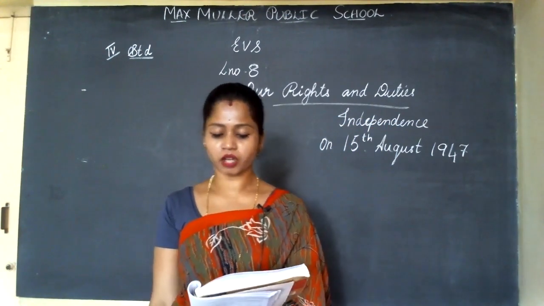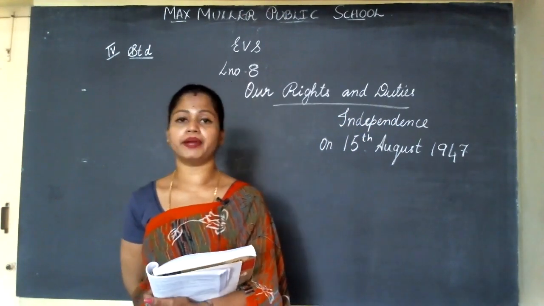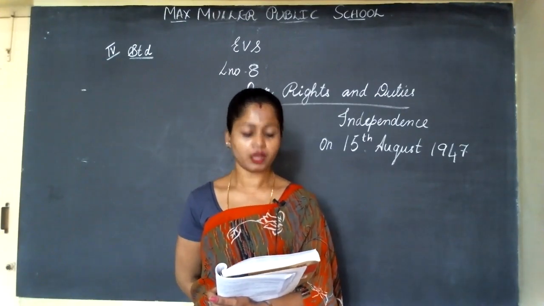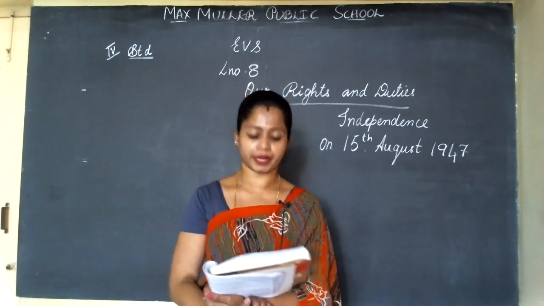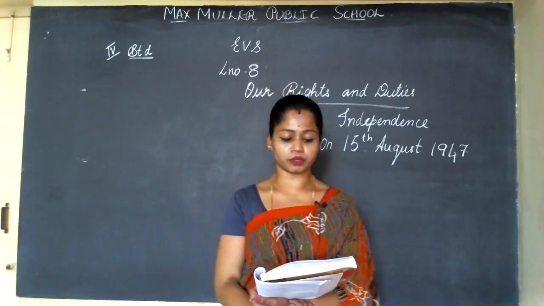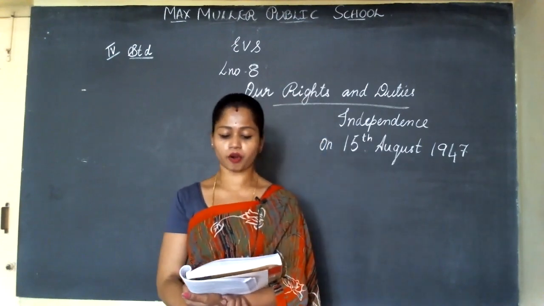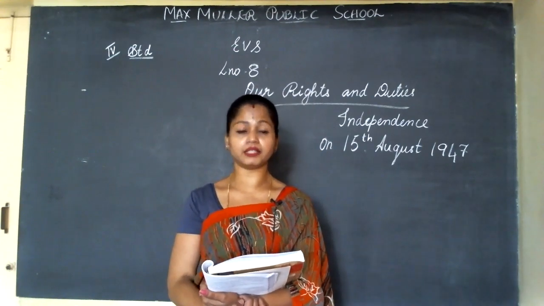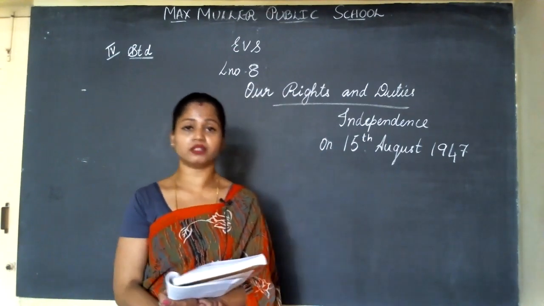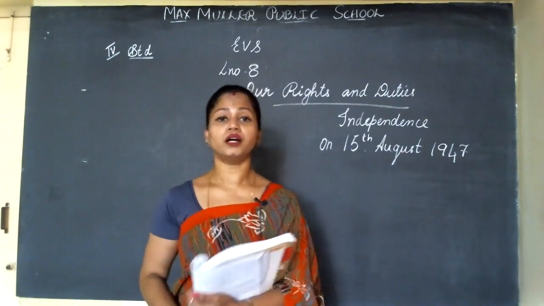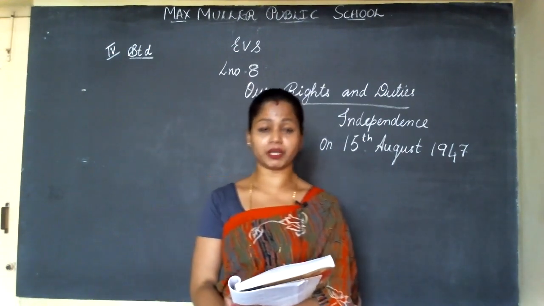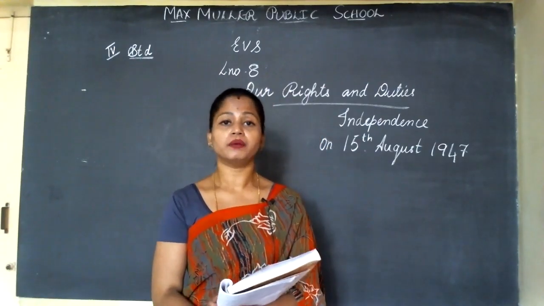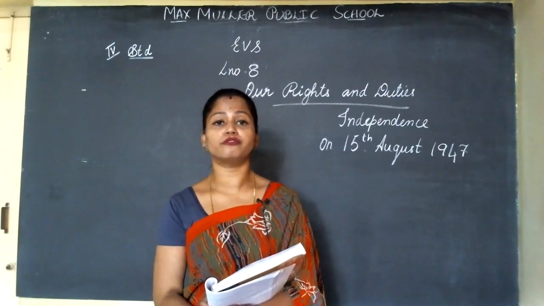Our leaders got together to form a government. They made a set of rules according to which the government should rule. Our leaders all together made a set of rules on how the people should be ruled and how the government should run.